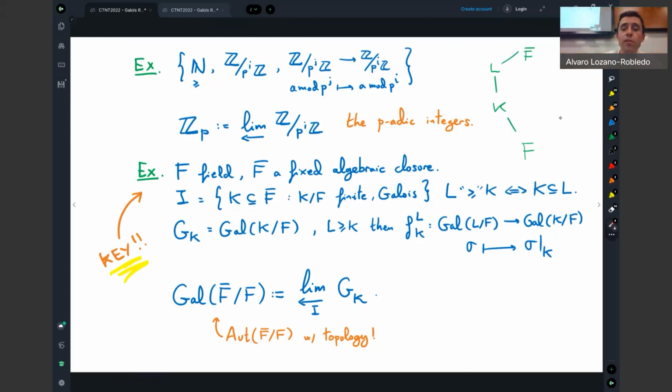And then for the groups, for every one of those, because it's finite and Galois, I can write the classical Galois theory Galois group as my group. When L is bigger than K, the map connecting these two Galois groups is simply restriction. Take an automorphism of L over F. K is contained in L, so I can see what happens to the elements of K. I can restrict my automorphism to just elements of K, and that gives you a map.